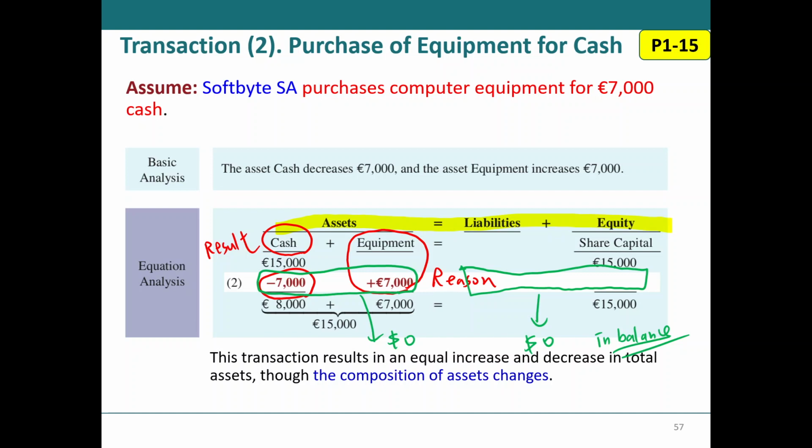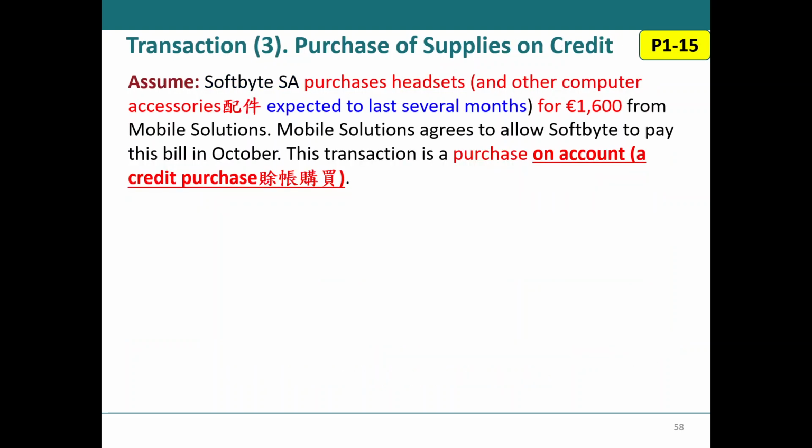Then I will tell you the last transaction for today. Then I will give you time to practice it. Okay? Okay, last one. What happened? Try to find the keyword. So your company, Softbuy, this is your company. What happened?